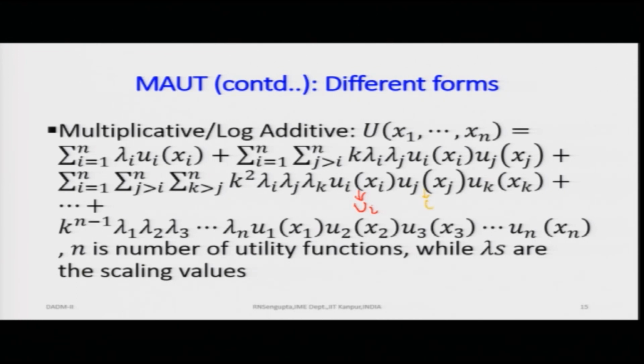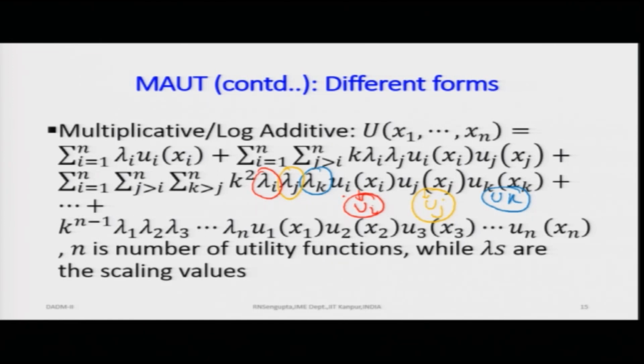This is uj, uk. So, the kth one goes with the kth one, the jth one goes with the jth one, and the ith one goes with the ith one. So, you will have different combinations.